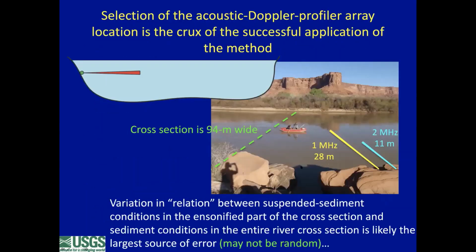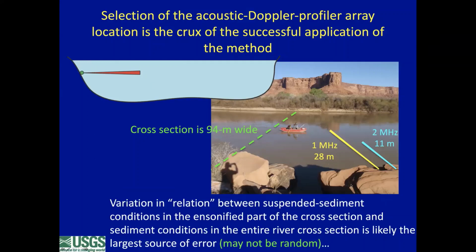And now I'll just talk about where the error comes from. So in terms of the error in the acoustical measurements, the largest source of error isn't actually in the acoustical measurements per se, but is the fact that we're subsampling the river cross section. So this is a river cross section. This is just a cartoon of an acoustic Doppler profiler with a sonified region out here. So here's where the beams are.